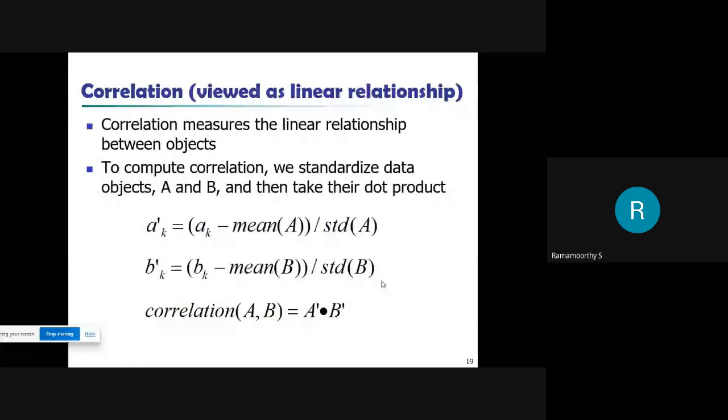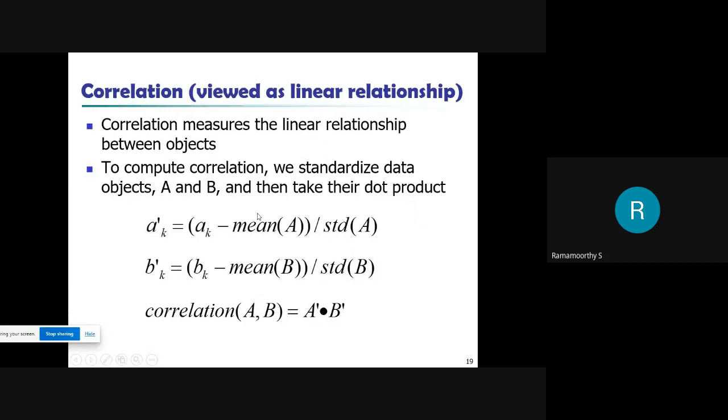So correlation can be viewed as a linear relationship. Correlation measures the linear relationship between the objects. To compute the correlation, we standardize the data objects A and B and then take their dot product. The computation formula is given here. For the correlation of A comma B, you take the standardized data objects A and B, then the dot product of A and B will give you the correlation value.